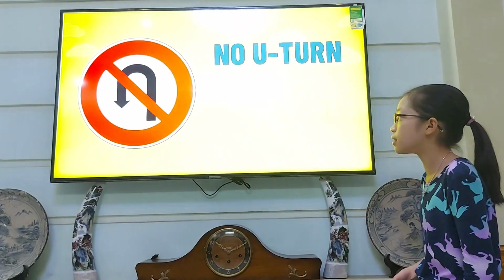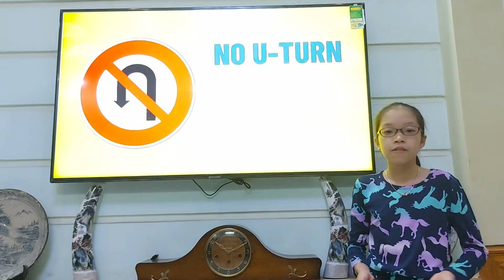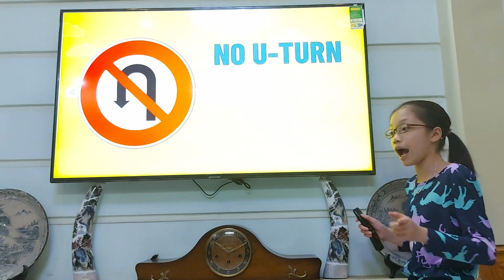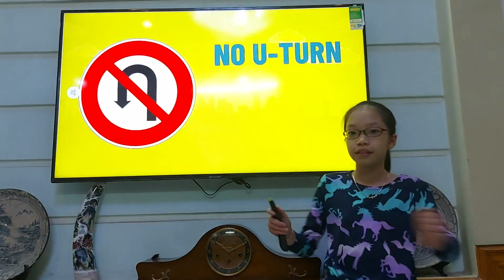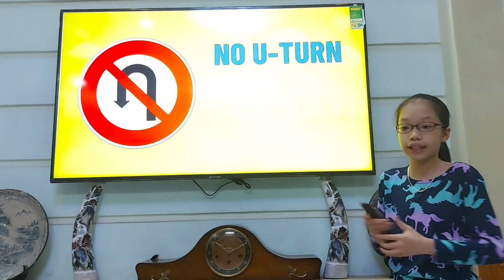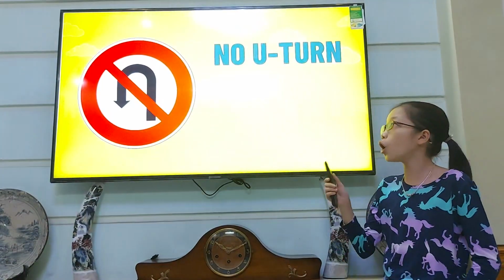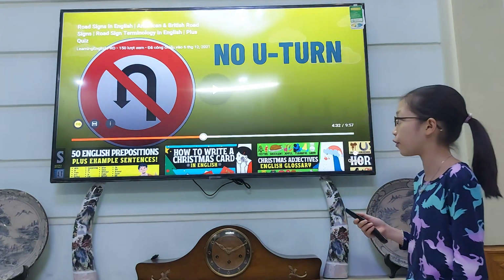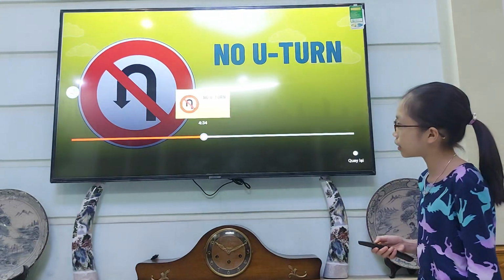And the next sign is no U-turn. Do you even know what a U-turn is? For example, you go somewhere and suddenly you say, ooh, I took the wrong road. So you go past, and that's the U-turn. Past here and you go past right here. So no U-turn. You can't turn like a U. No U-turn at all.